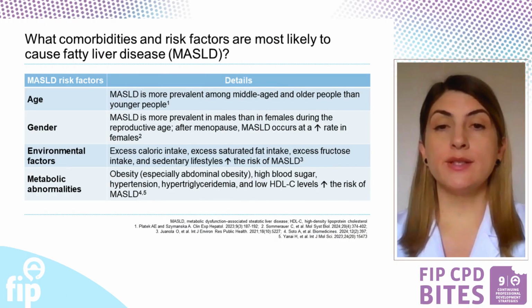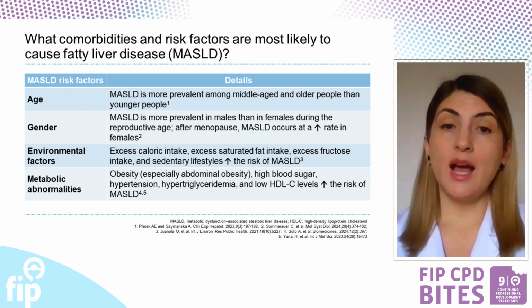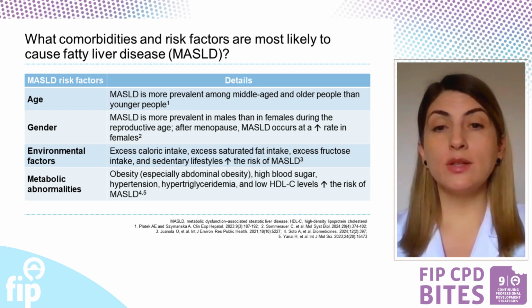Age and gender significantly influence the risk of metabolic dysfunction-associated steatotic liver disease, or MASLD. MASLD prevalence increases with age. Additionally, MASLD is more prevalent in males than females during the reproductive age. However, after menopause, MASLD occurs more in females.